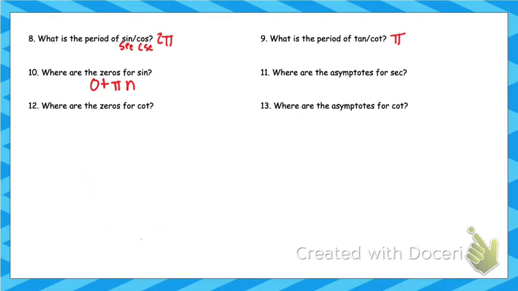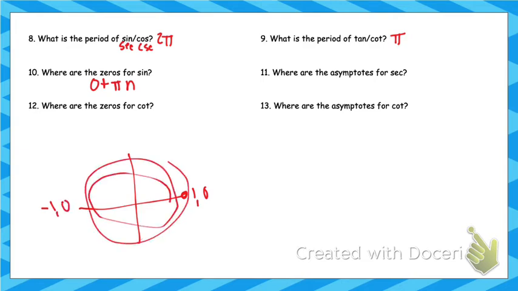The other way you can think about it is just think about the unit circle values. Think about when sine has a y coordinate of 0. Well, over here it has a y coordinate of 0, and over here it has a y coordinate of 0. And if you keep going around that circle, you're going to keep getting those y values of 0. So it occurs every time you go past pi.